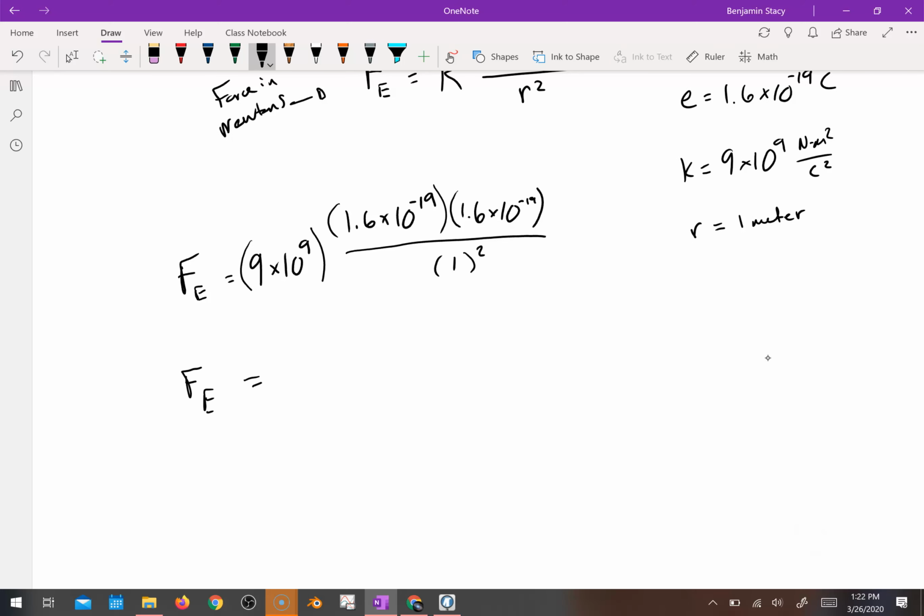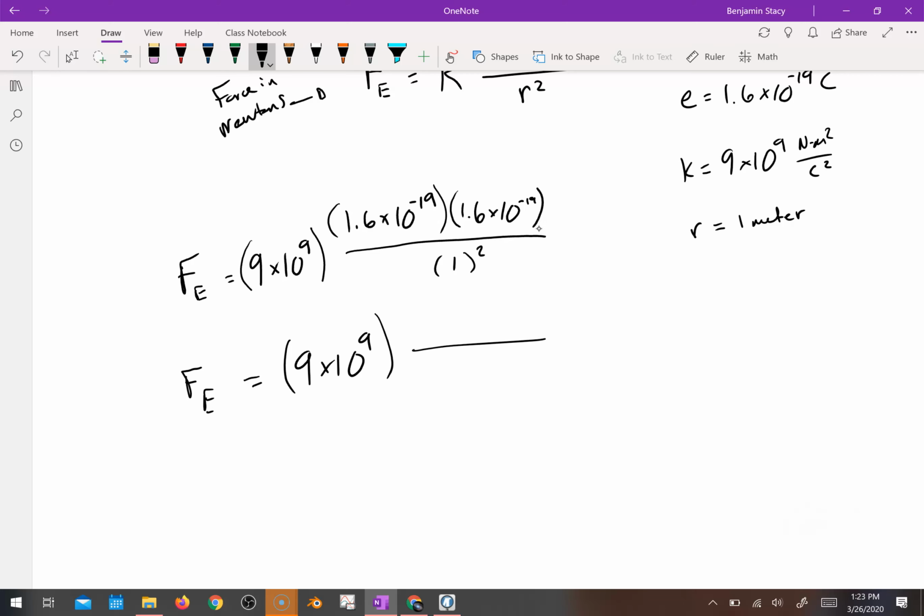Let's do up top first, where we have our 1.6 times 1.6. 1.6 squared, I think 16 squared is 256, right? So 1.6 times 1.6 should be 2.56. And then we've got our exponents minus 19, minus 19. When we're multiplying, we are going to add those and not multiply them. So we'll have 38 as our exponent.